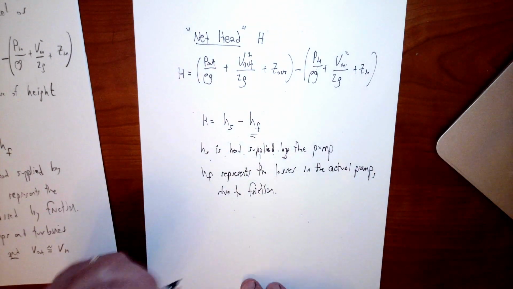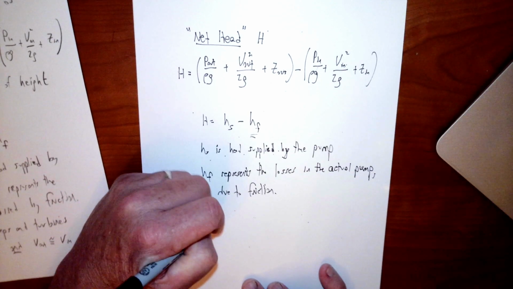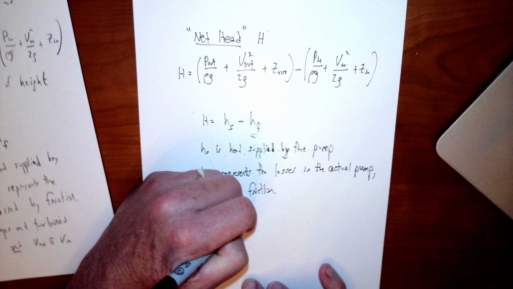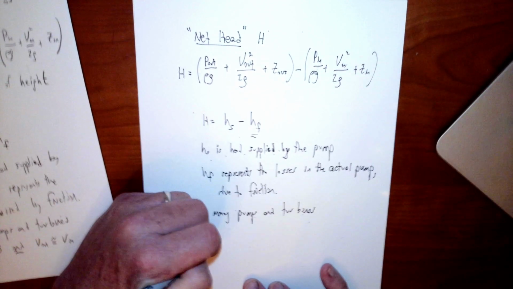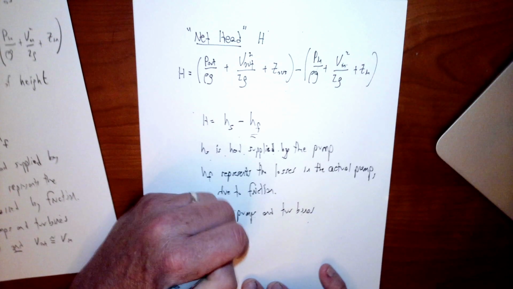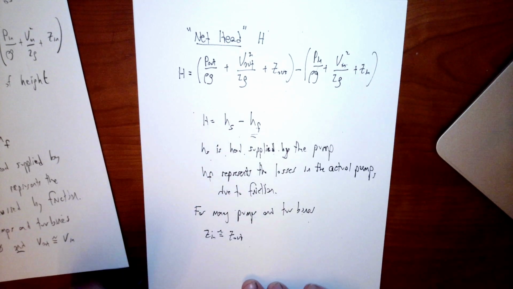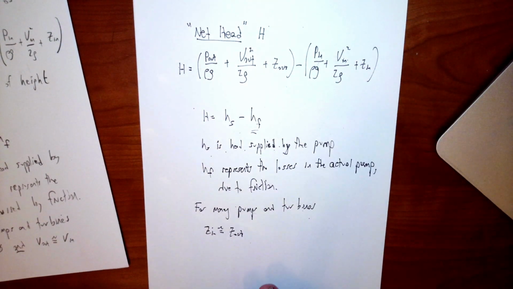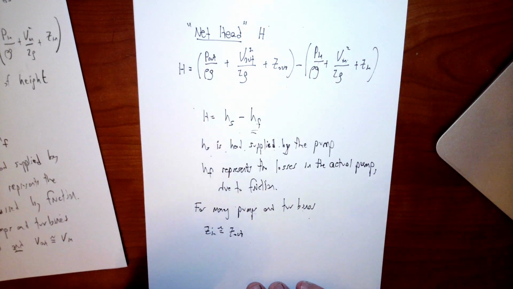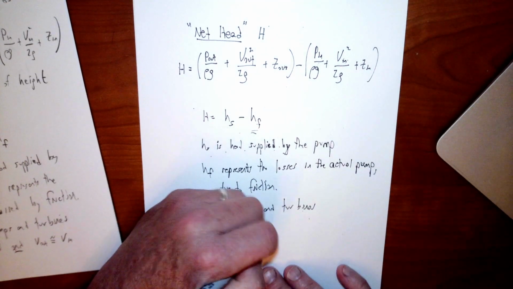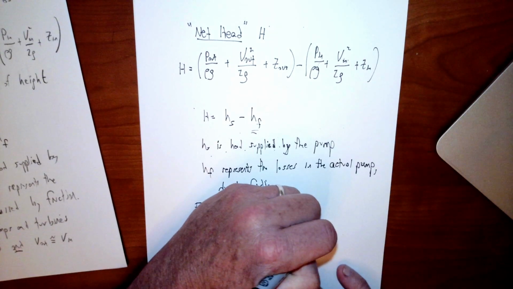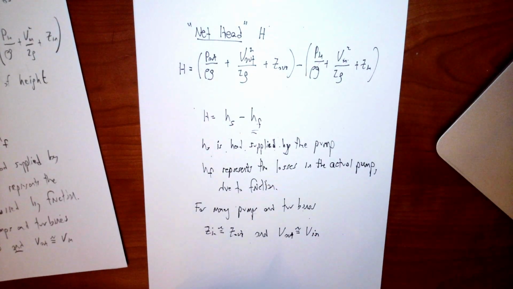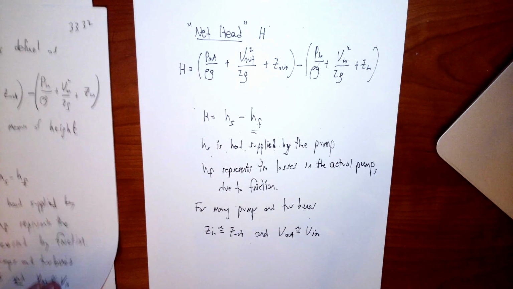So there may be friction in both, all of which we can account for here. For many pumps and turbines, Z in and Z out are approximately the same. That's really common. It's actually pretty unusual that the pump itself has a significant height change, or the turbine itself has a significant height change. And it's also true that for many of these pumps and turbines, the velocity in and the velocity out are not very different. So in those cases, you're really just looking at pressure changes.